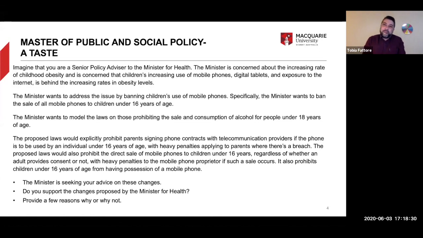Now, whilst this is only a scenario, not a real life scenario, something along these lines could actually be introduced, maybe not at this extreme level. So you as students would think through, well, okay, what is the evidence that links mobile phone use to, for example, obesity rates? Is that a plausible connection? And on that basis, would you support the minister or not?